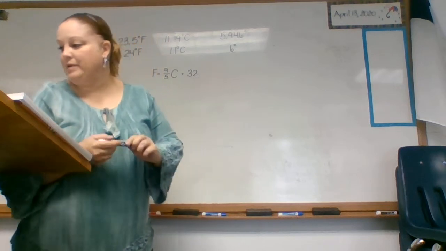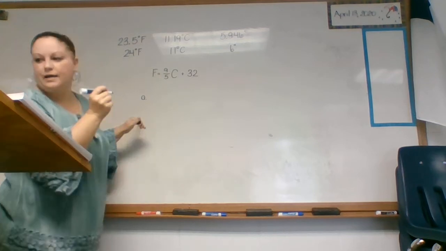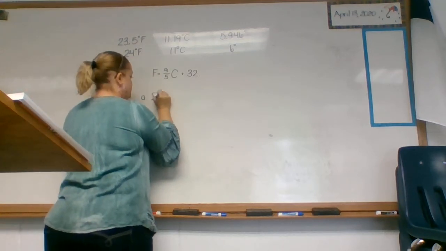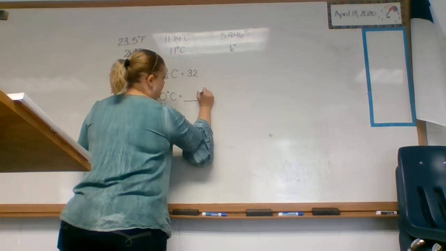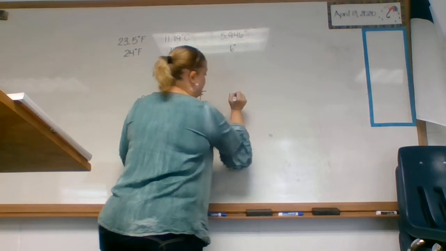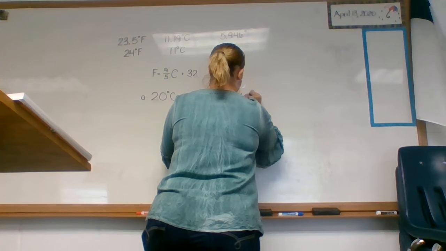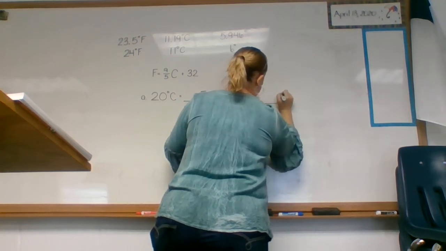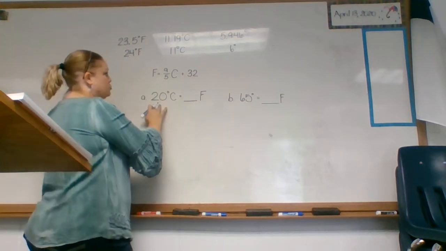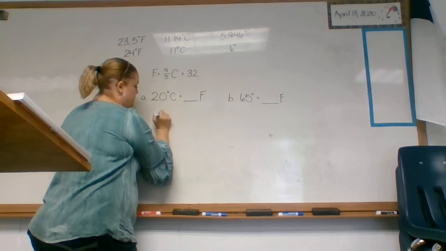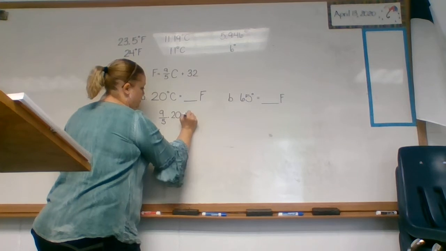So let's do A and B together, and then I'm going to ask you to pause. We've got 20 degrees Celsius equals Fahrenheit, and then B, we have 65 degrees Celsius equals Fahrenheit. Okay, so we're using this formula. So 20 is going to go in place of C. So 9/5 times 20 plus 32.